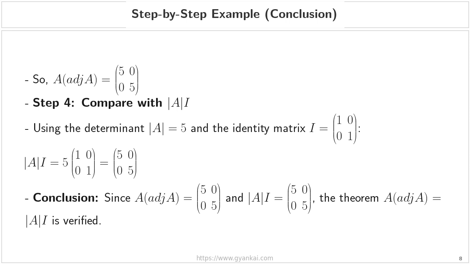Since our calculated product, A times its adjoint, is exactly the same as our calculated value for the determinant of A times the identity matrix, both resulting in a matrix with 5s on the diagonal and 0s elsewhere, we have successfully verified the theorem. We have proven that A times its adjoint equals the determinant of A times the identity matrix. This confirms that the mathematical relationship we discussed at the beginning of this lesson is indeed correct.